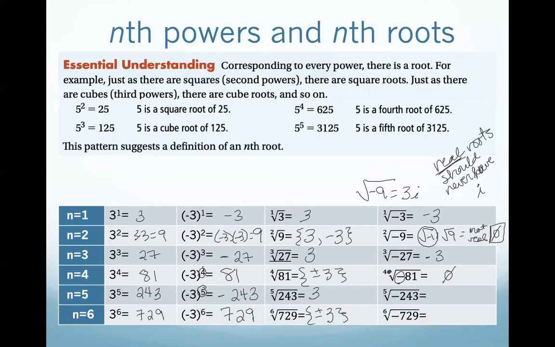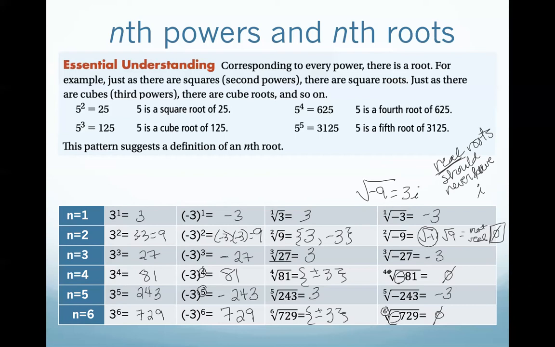The fifth root of -243, we saw that the fifth root of -243 is -3. And then we have the sixth root of -729. 6 is even, and we have a negative. There are no real roots.